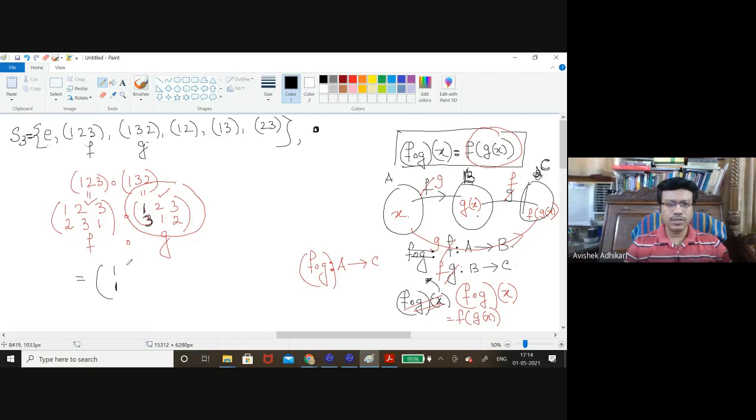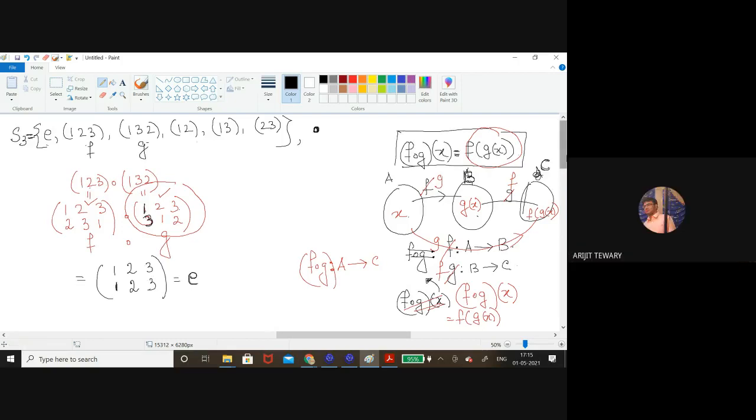Now check with 2. 2 goes to 1 and 1 goes to 2. So 2 goes to 2. And 3 goes to 2 and 2 goes to 3. That means 3 goes to 3. That means this is E. Clear? So it was your E. E was 1 goes to 1, 2 goes to 2, 3 goes to 3. Is it clear to all of you?